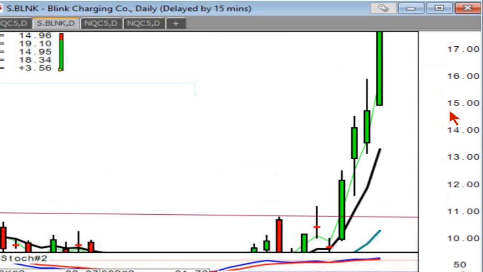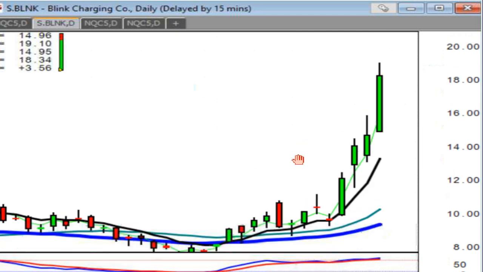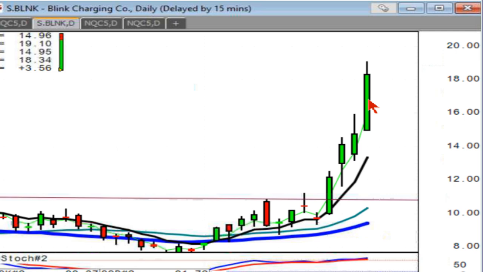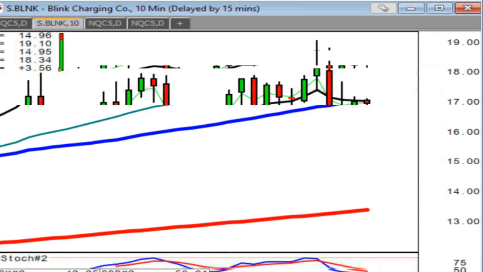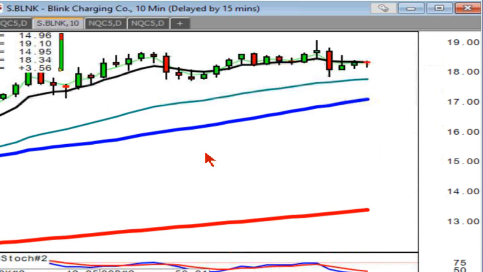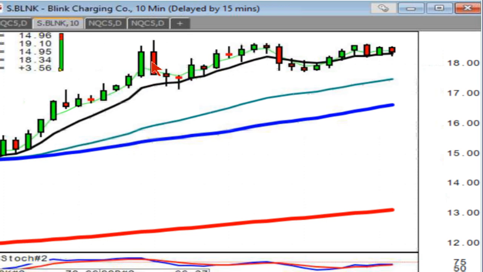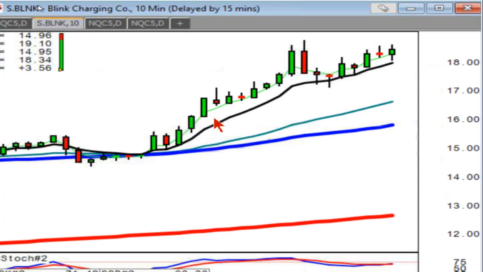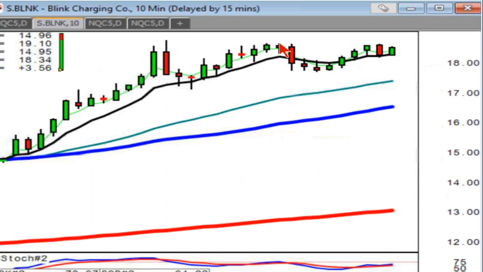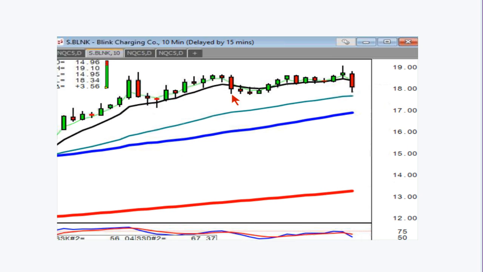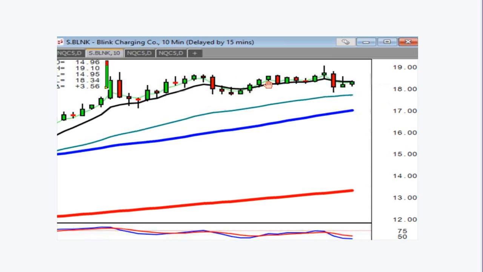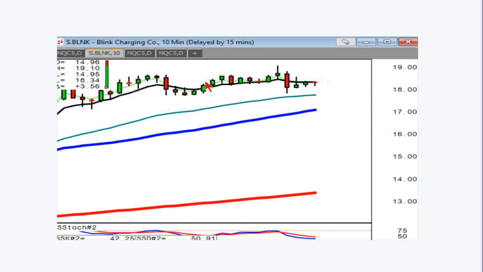So today, I mean, it was up 22% or something. This was Blink. So we go to our 10-minute chart. And you can see that it moved up, closed below the T line. So we started taking a little bit of profit. But then it came back up.